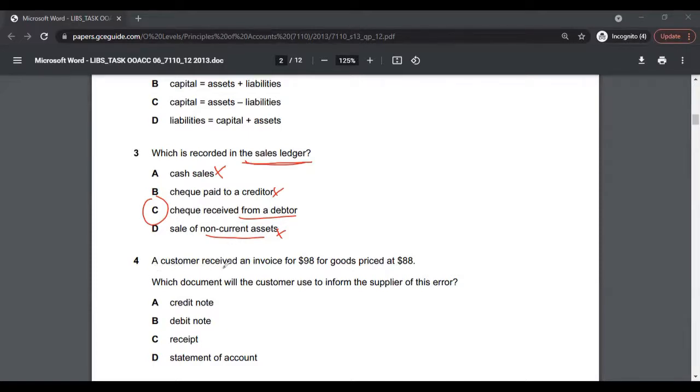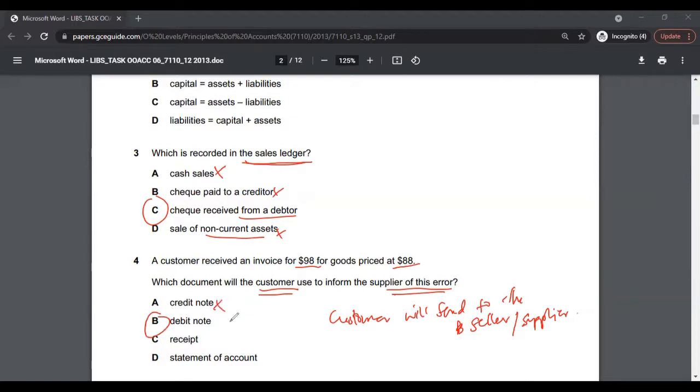Multiple choice 4. A customer received an invoice of $98 for goods priced at $88. Which document will the customer use to inform the supplier of this error? So which document will the customer send to the seller or supplier? If you just go through the options, it's actually option B.